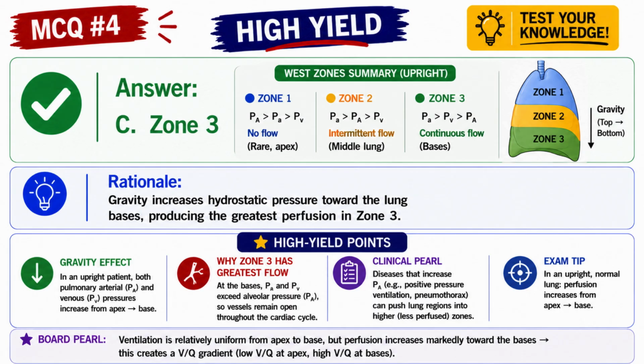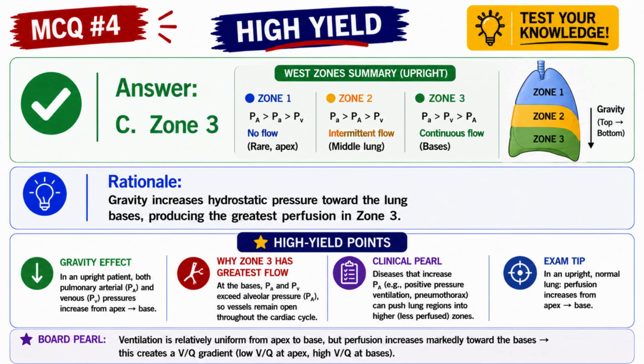Capillaries may be compressed, minimal to no blood flow. This zone represents dead space, ventilated but not perfused. In healthy, spontaneously breathing patients at rest, Zone 1 is essentially absent. Arterial pressure is high enough to perfuse even the apex.